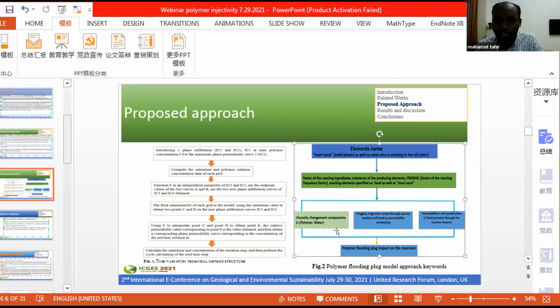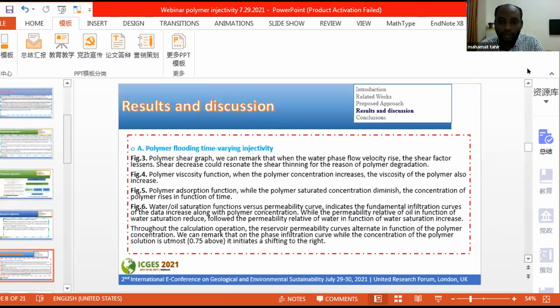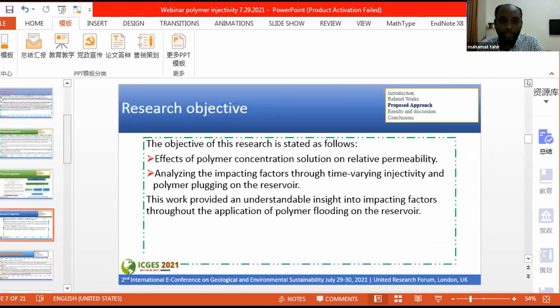Below here, we can see the viscosity change component, which is the viscosity changing as a function of time during the polymer injection with the water. Here we are talking about the blockage through the porous media, as well as the permeability change. And finally, we can see the polymer plug in the reservoir. So based on the above description, we are here to achieve those objectives.